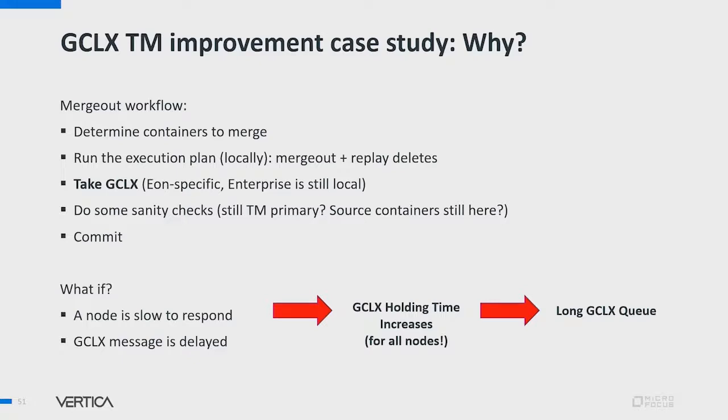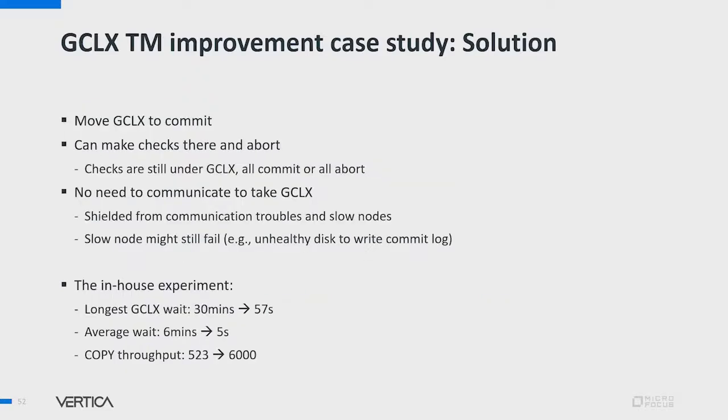And what we had here is basically nodes being either slow to respond to GCLX message, or GCLX message was delayed. And that resulted in those long GCLX queues and long GCLX holding times. So what we did is that we tried this optimization number 2 I just described, moving GCLX to commit, to shield it from the communication troubles. And after running the in-house experiments, we saw significant improvements. So the longest GCLX time decreased considerably, the average time decreased, as you can see. And as a bonus, the copy throughput increased.